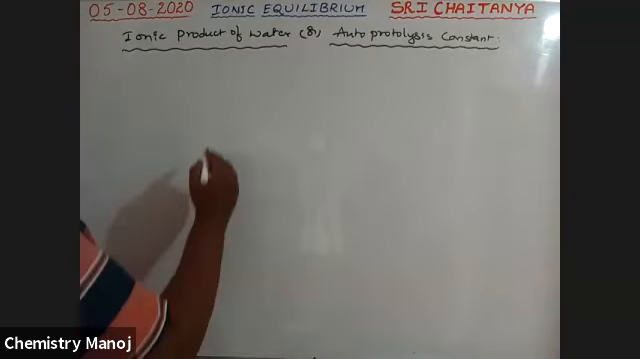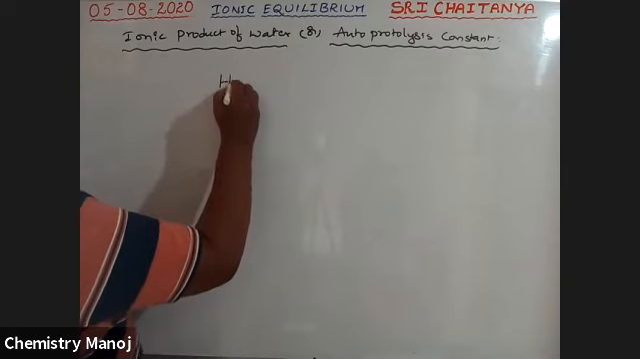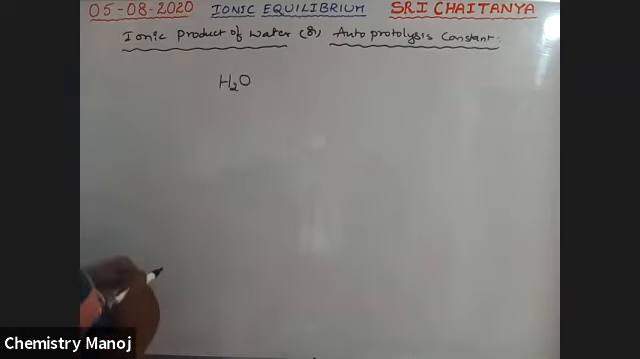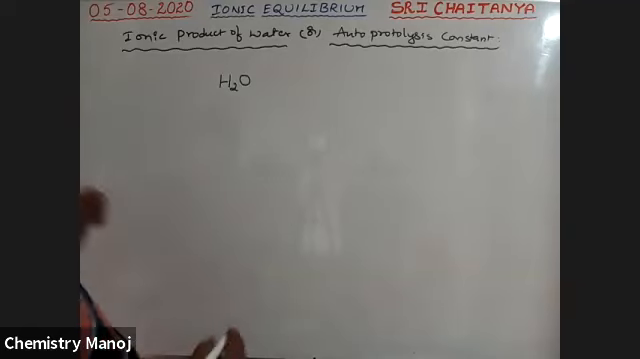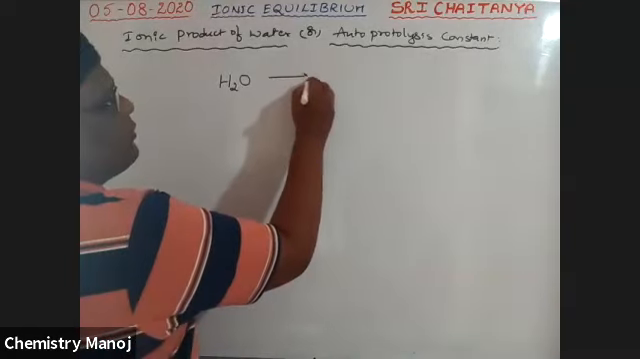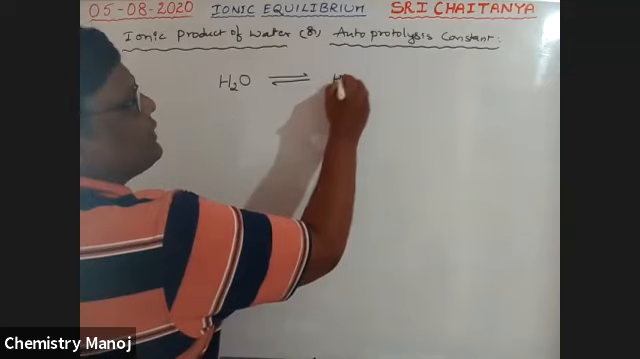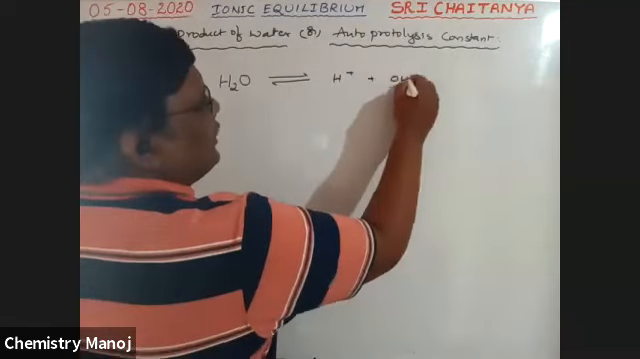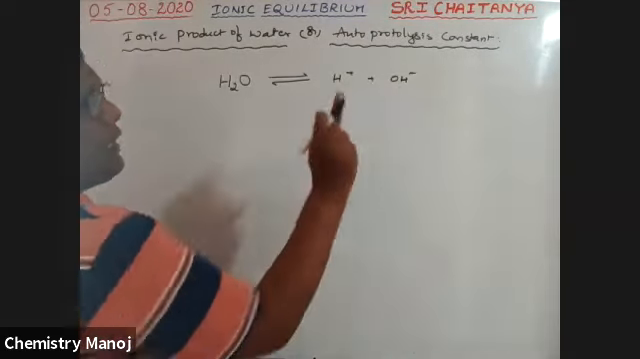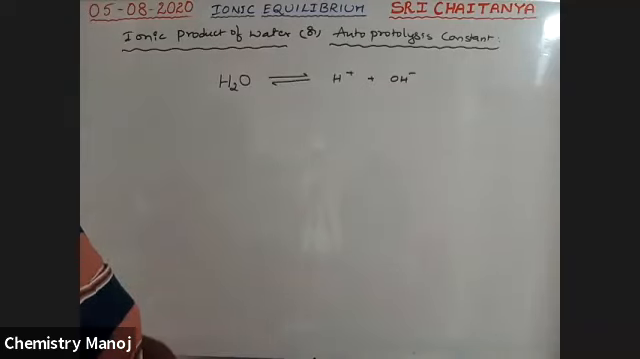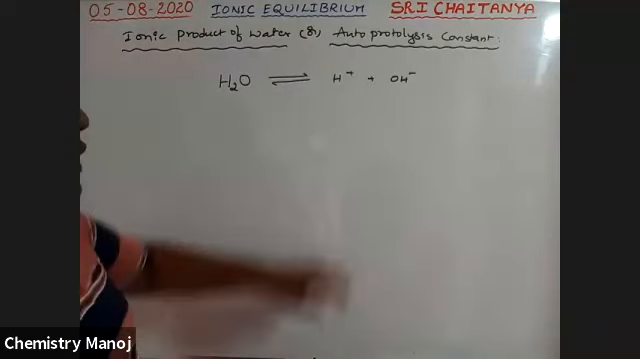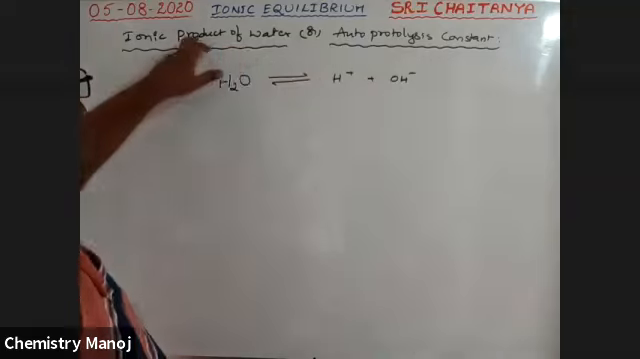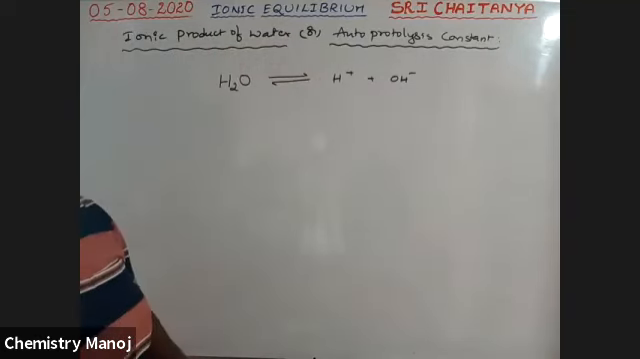So see, remember it, boys. Pure water, H2O, is a weak acid. It dissociates into respective ions, that is H plus ion and OH minus ion. These are the ions present in pure water. The product of these ions' concentrations is equal to the ionic product of water.